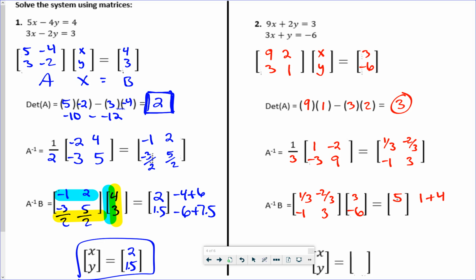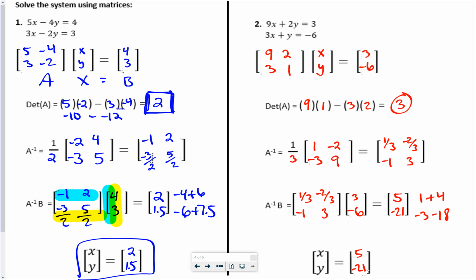Now do the next one. And then negative 3. Okay, I did it wrong. Okay, negative 3 minus 18. Yes. And that gives you negative 20. Good. So we have an x of 5 and a y of negative 21.